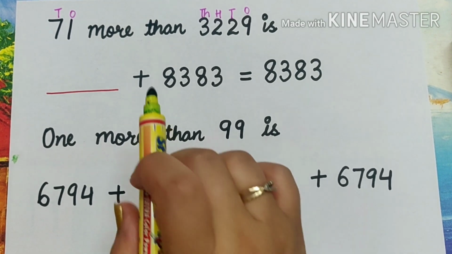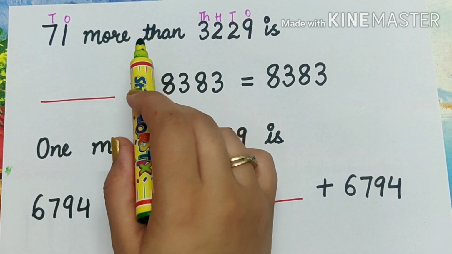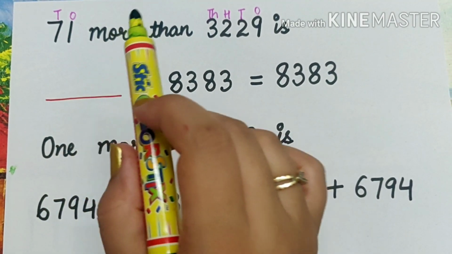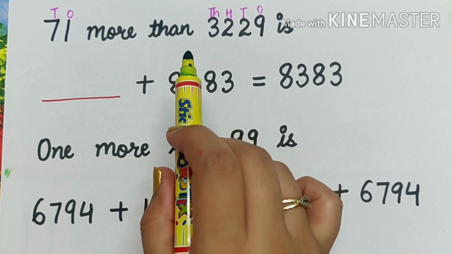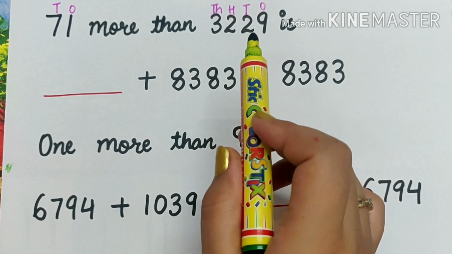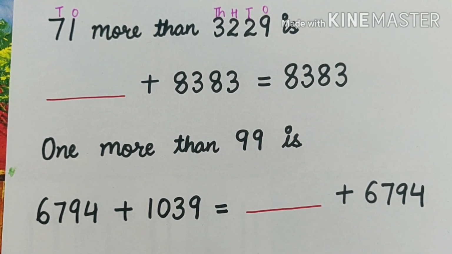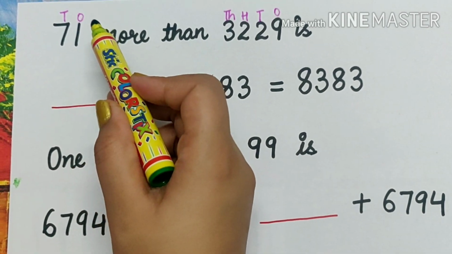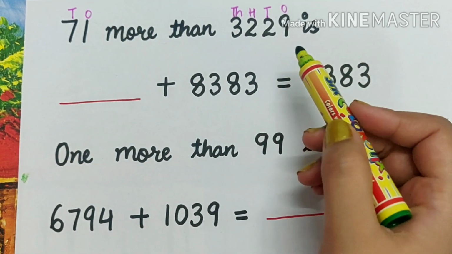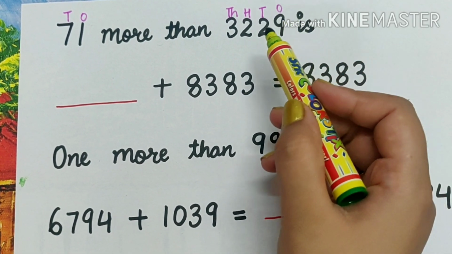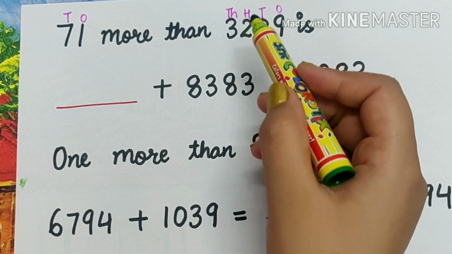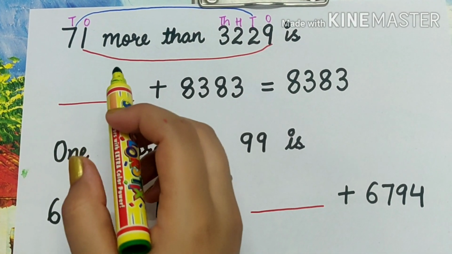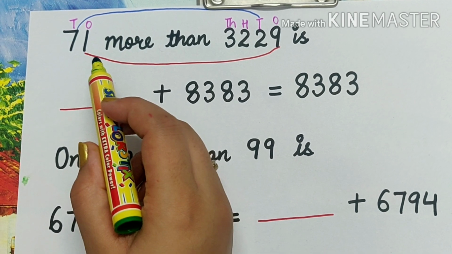Now kids, in this, 71 more than 3229 is, again you have to do addition in this. More than is telling us that we have to add these two numbers. The thing is, we must know the places of the digits. 1 ones, 7 tens, in this 9 ones, 2 tens, 2 hundreds, 3 thousands. So we will start adding from ones place.